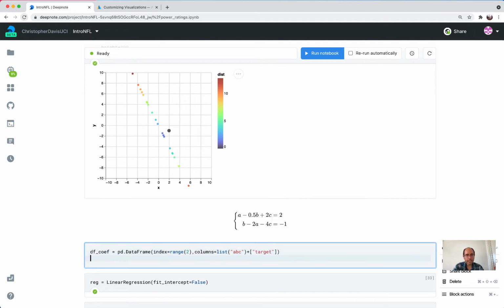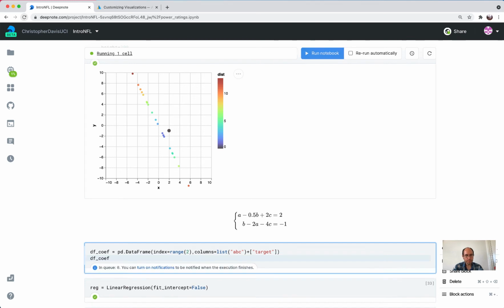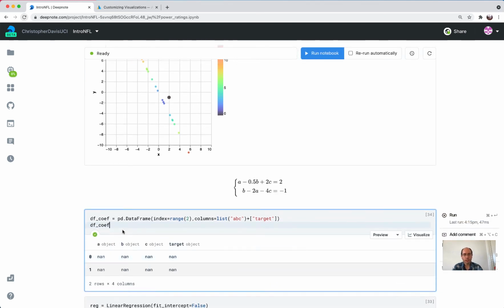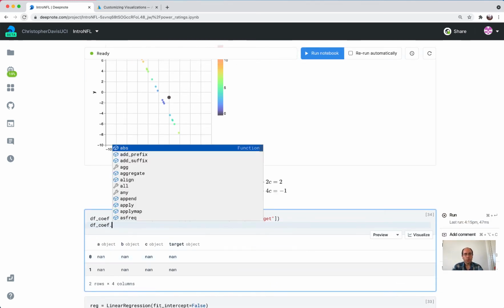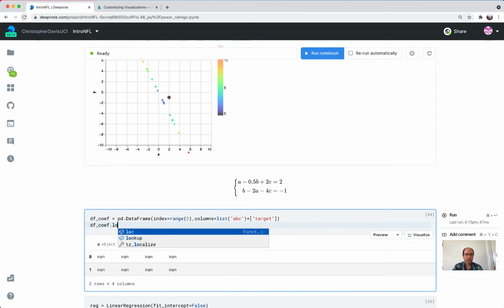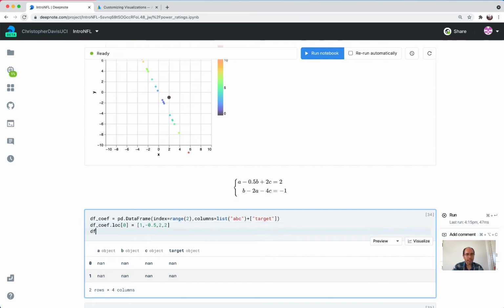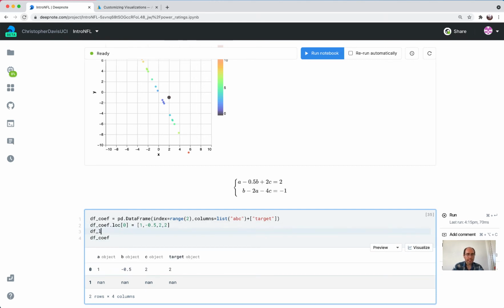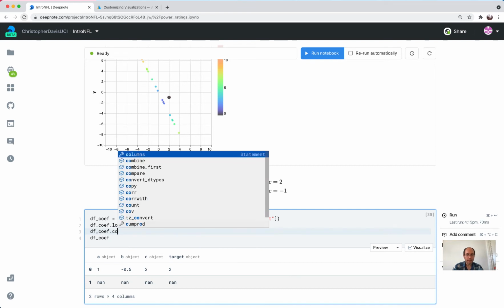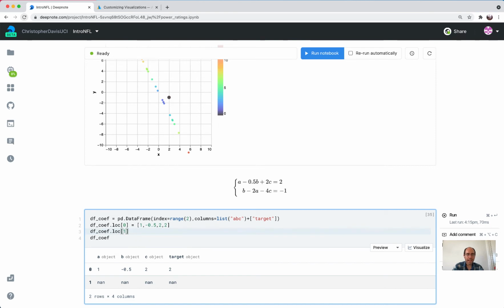And let's see if I made it correctly. Okay, yes, that looks good. And so inside the 0th row, I'm going to put the coefficients and the target. So this is going to be 1, negative 0.5, 2, 2. And let's look at it again. And now let's do the same thing. And we'll have an automated way for doing this. We won't have to type in 544 of these when we're doing it for the NFL games in the next video.